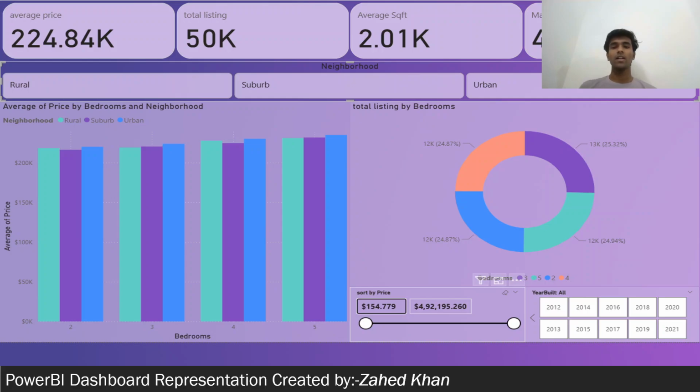As you can see, there is a chart showing the average size by bedrooms and neighborhoods. As you can see, the suburbs offer more value for fewer bedrooms, while rural areas provide more rooms at very efficient prices, mainly at lower values.